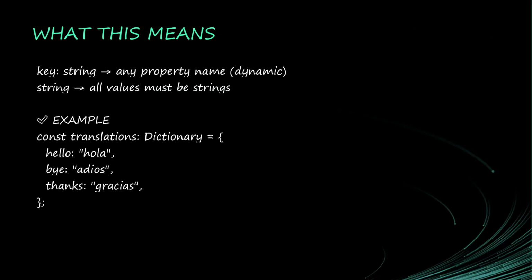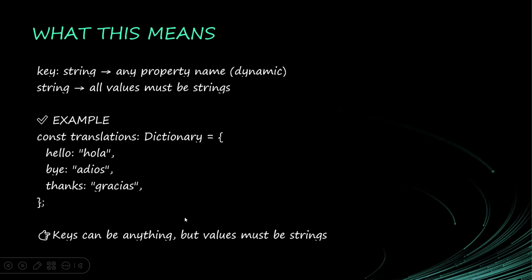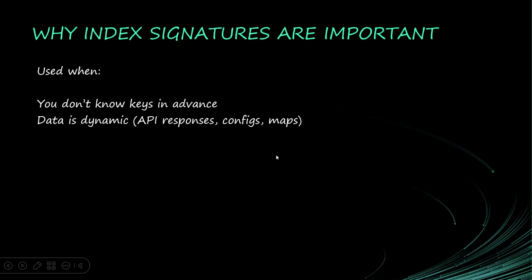So example is this. The dictionary is what we created in the previous slide, and then these are the values. So just try it out yourself. Okay. So keys can be anything, but values must be strings. All right. So why index signatures?